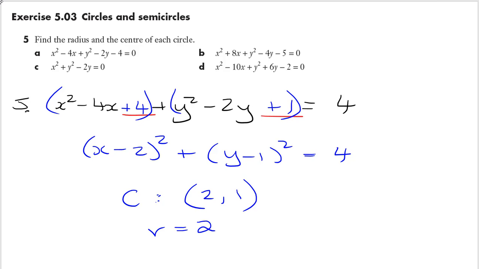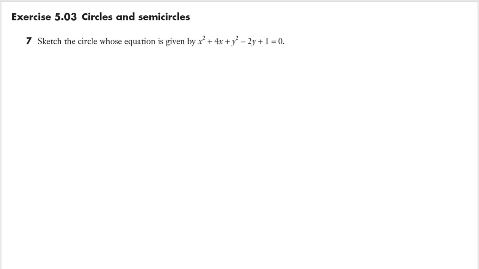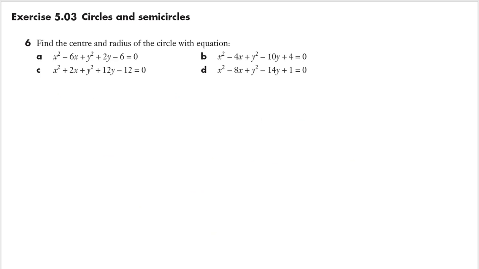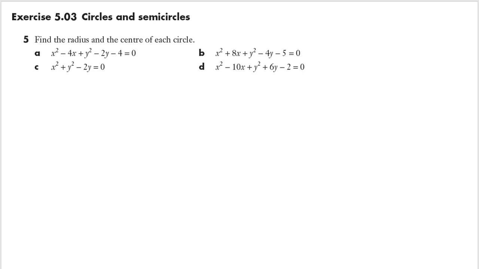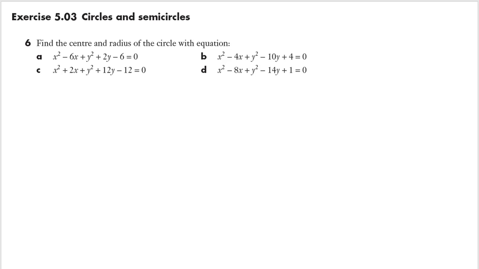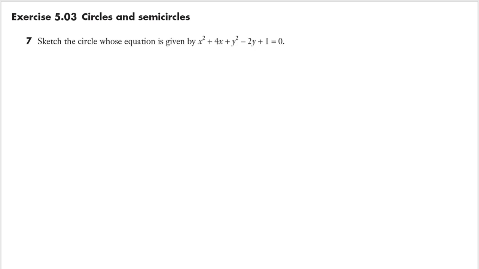So have a try of B, C, and D yourself. Complete the square, go back through that if you need to check that again. Complete the square, factorize, and then from this factorized form you can go straight to the center and the radius. Have a try of 6 as well. 6 is a little bit more complicated. Question 7, last one we'll do.